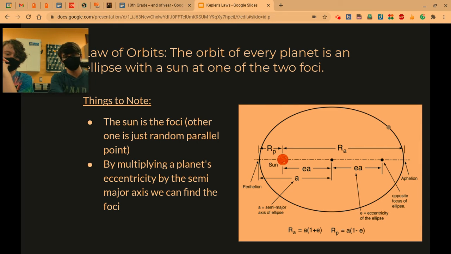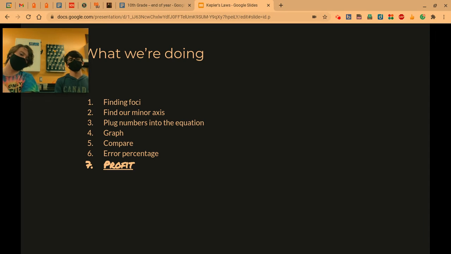The second thing is that by multiplying a planet's eccentricity by the semi-major axis, we can find the foci, which we are then going to use to find the minor axis. Then we can graph the orbits of the planets, and we'll go into more detail on the next slide. So our process is finding the foci, finding our minor axis, plugging those numbers into our equation, graphing them, comparing the graph, and at the end we're going to calculate our error percentage. And then we profit.